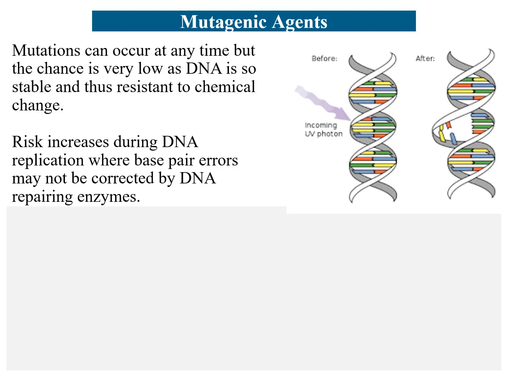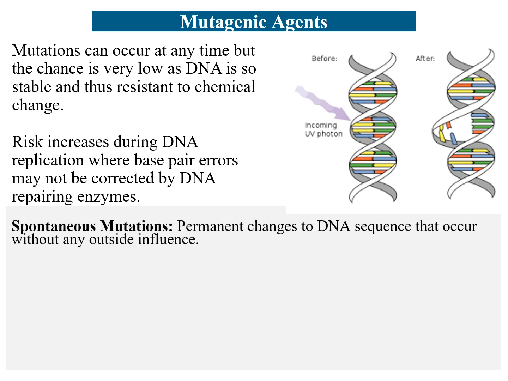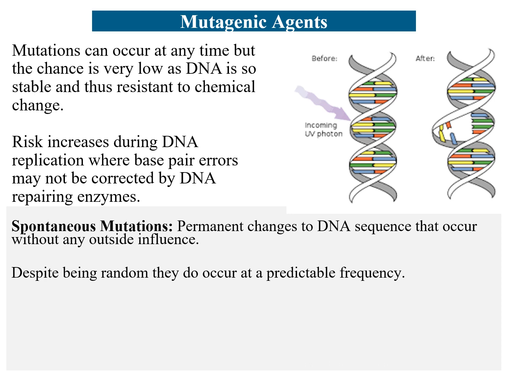Now, so how do mutations happen? Well, we know mutations are random events, but we also know that there is a low chance of them happening. So we can increase the risk by being exposed to mutagens. There are two types of mutations. There are spontaneous mutations, which are permanent changes that occur without any outside influence. Okay, and obviously there is a relatively predictable frequency.